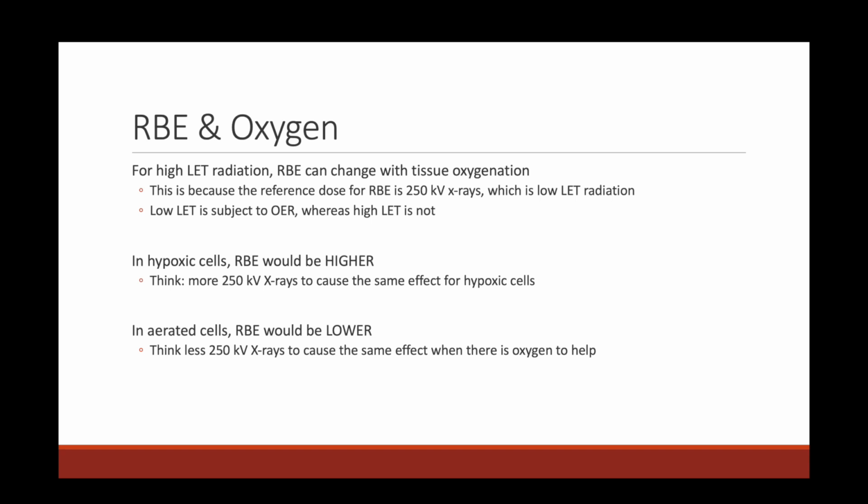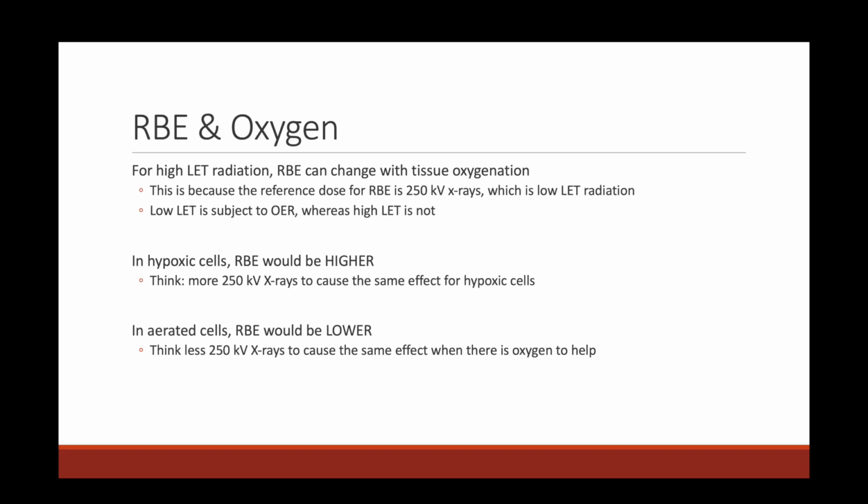And so if we're dealing with hypoxic cells where there's no oxygen, the RBE is going to be higher, right? Because it's high LET radiation, so that denominator of our RBE equation is constant, but we need more 250 keV X-rays to cause the same effect when we're dealing with hypoxic cells. So for high LET radiation under hypoxic conditions, the RBE is going to be higher.